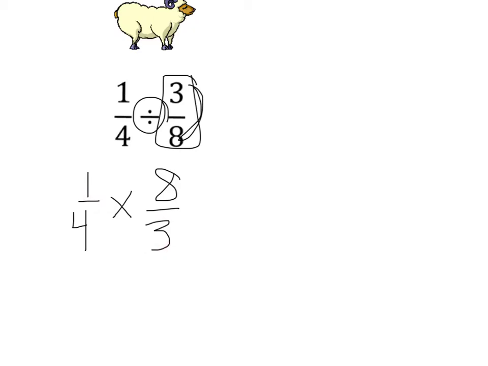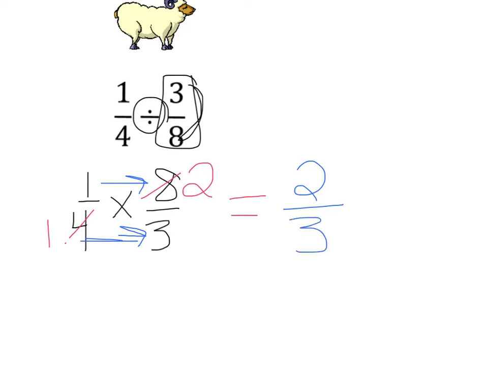Well, 1 and 3 don't simplify. How about 4 and 8? Why, yes, we can do 4 and 8. 4 goes into both of them. So 4 divided by 4 is 1, and 8 divided by 4 is 2. So we can now multiply across. We multiply across the numerator and denominator, or the top and the bottom. So we have 1 times 2, which is 2, and 1 times 3, which is 3. 2/3 is a simplified answer, so we can be done.